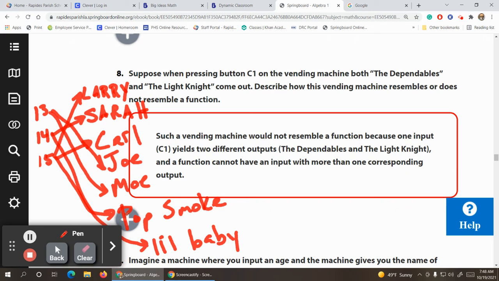All right? So take a look here, right? And you're like, oh man, Mr. Lemons, this is kind of confusing. But you can follow the arrows and you can go through now. Is this a function? Why? What has more than one output? The ages have more than one output, right?